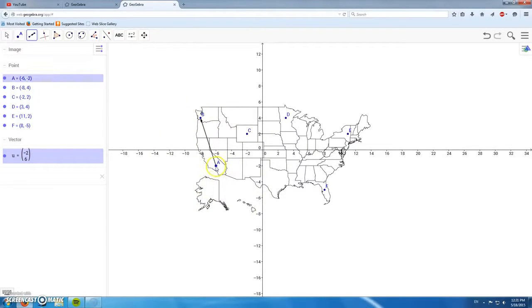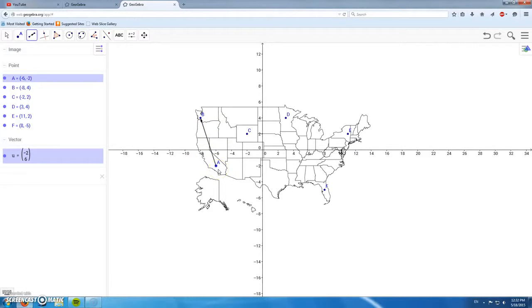When looking at a vector, there are two main points. Its initial point, which is where you start, your first destination, and its terminal point, which is where your end point is. So for this case, the initial point is San Diego, California, and the terminal point is Olympia, Washington.